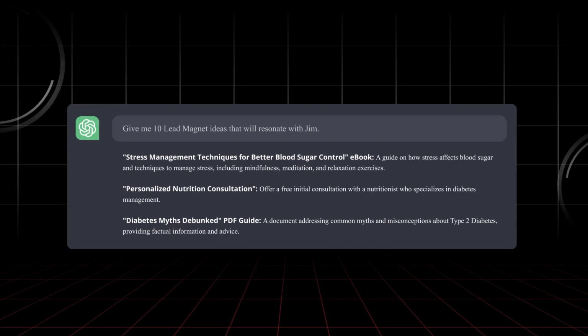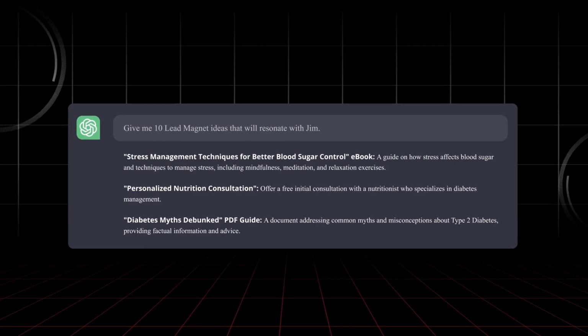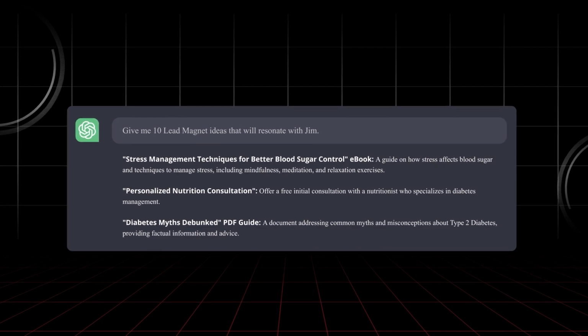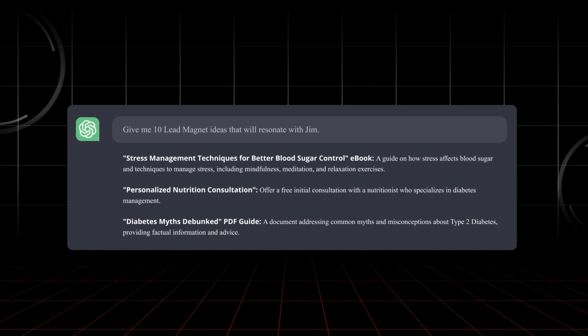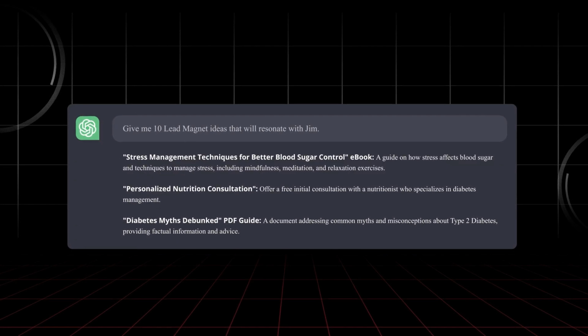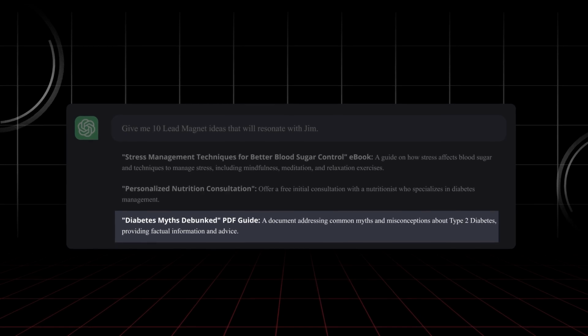Diabetes myths debunked. Ooh, I kind of like that one. PDF guide, that sounds like something that Jim would really latch onto. Myths debunked, right? Each of these lead magnets provides valuable information that can really help Jim in his journey. They're obviously designed to educate, engage, and offer practical solutions. But you know what? I kind of like that diabetes myths debunked PDF guide.